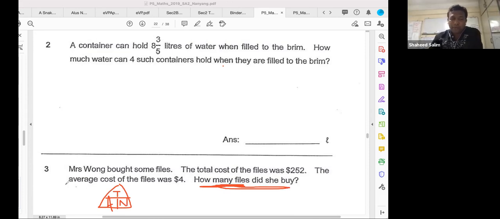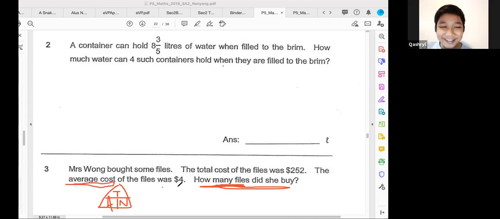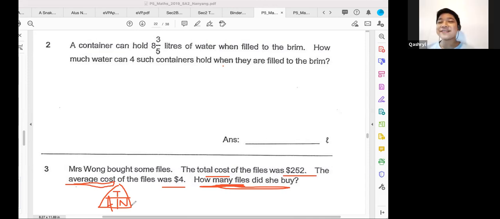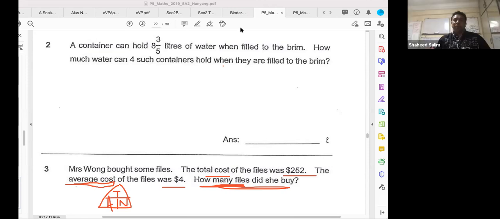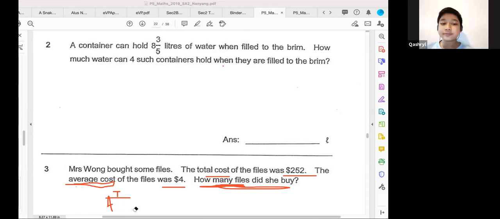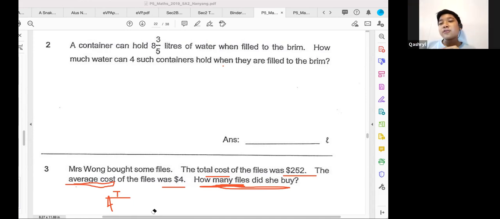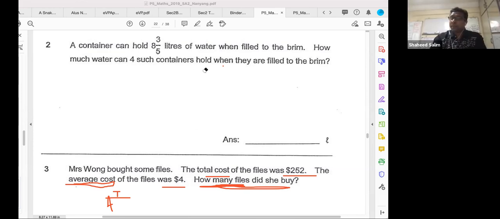Average, they give you already. Total, they give you total. Don't read, this boy. N, total, N is number. What's the formula for N? Total divided by average. That's all. Can you see now what I do? So you can just do that. Okay, come, Naomi. 262 divided by 4. Yes, that's it. That's how simple it is.